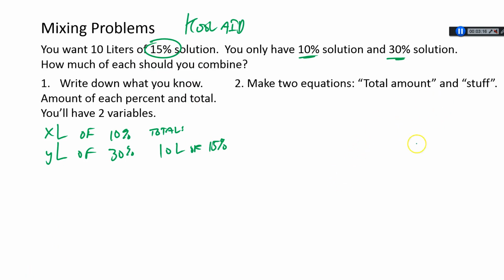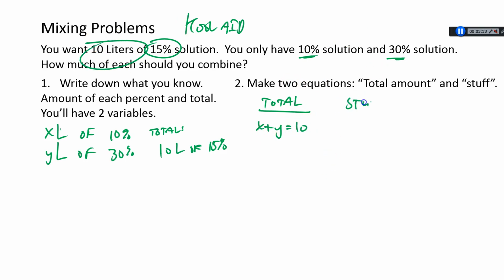Now next, I'm going to make 2 equations, the total amount and the stuff equations. So the total isn't too bad. I know that x liters plus y liters, so it's x plus y. What does that have to equal? Well, I want a total of 10 liters, right? So x plus y better equal 10.